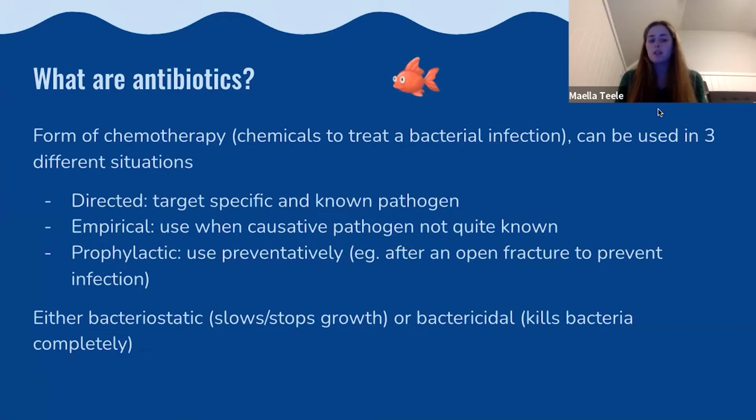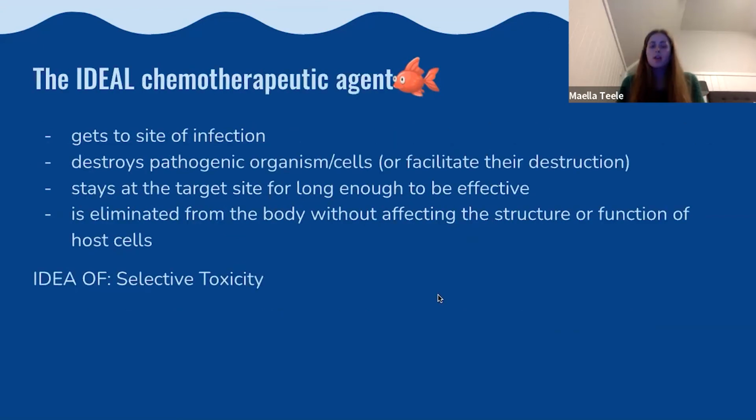So antibiotics can also be either bacteriostatic, which slows or stops the growth, or they can be bactericidal, which completely kills the bacteria. So in general, we say the ideal chemotherapeutic agent is one that will get to the site of the infection, so it will go to where it needs to be. It will destroy this organism or slow it down enough that it can be destroyed eventually. It stays at the target site for long enough to be effective, but it can also just be eliminated from the body, and this won't affect the host cells.